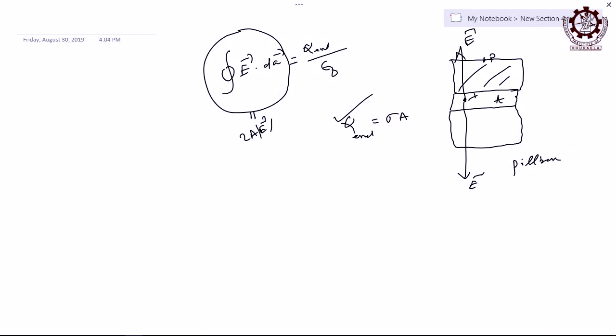The side area has no contribution, but these two areas have contribution, that is why it is twice. Now the integration is known and the value of q enclosed is known, so calculate the intensity. E will be equal to, in magnitude, A will cancel obviously, but the surface charge density will be there, and it is sigma divided by 2.